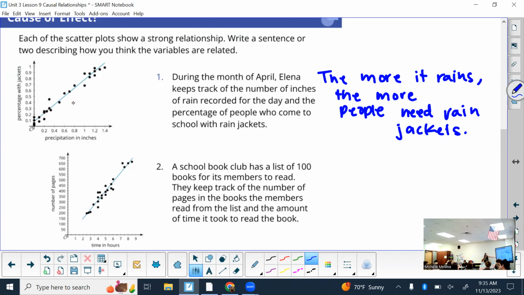Okay, so then the second one, table 2. A school book club has a list of 100 books for its members to read. They keep track of the number of pages in the books the members read from the list and the amount of time it took to read the book. So why do you think those are closely related?